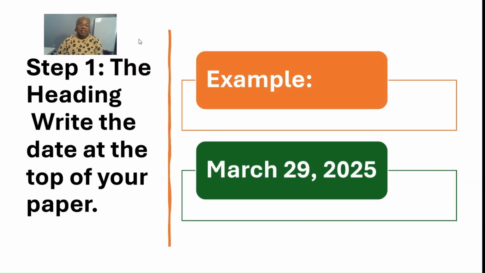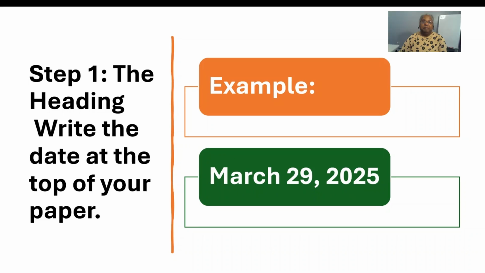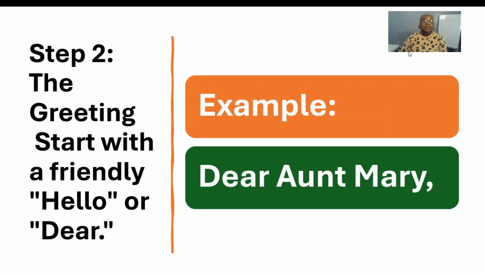Step 1, the heading. Write the date at the top of your paper. Example, March 29th, 2025. Step 2, the greeting. Start with a friendly hello and the person's name, or dear and the person's name. For example, Dear Aunt Mary.